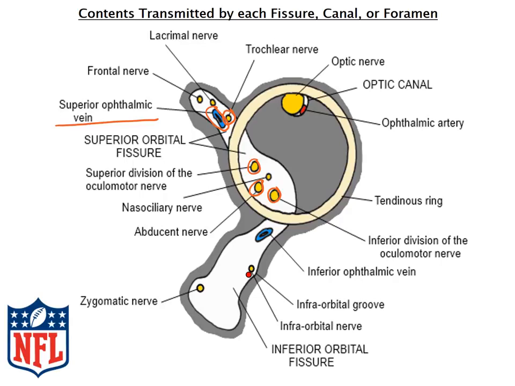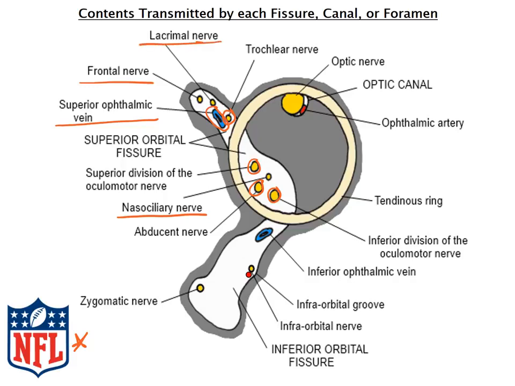In addition to conveying motor nerves, the superior orbital fissure also conveys the sensory nerves of the orbit, which are all branches of V1, the ophthalmic nerve. The three sensory branches of the ophthalmic nerve can be remembered as the NFL. The N represents the nasociliary nerve, the F stands for the frontal nerve, and the L represents the lacrimal nerve.